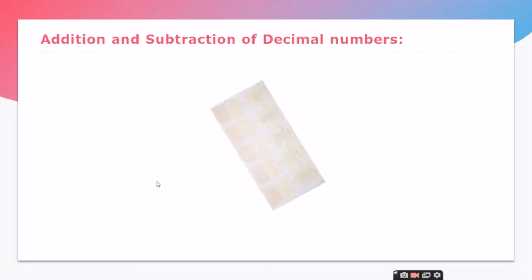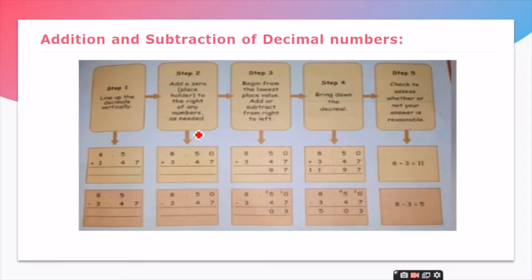Here is an example. This picture is from your book. In this picture there are some steps to add and subtract decimal numbers. Step number 1 is: line up the decimals vertically. We just have to line up the decimals which we have to add or subtract vertically: 8.5 and 3.47, and in subtraction we write it the same, 8.5 and 3.47.